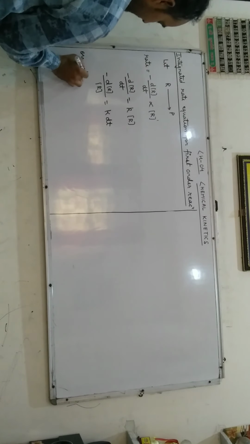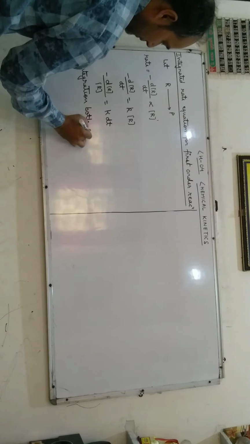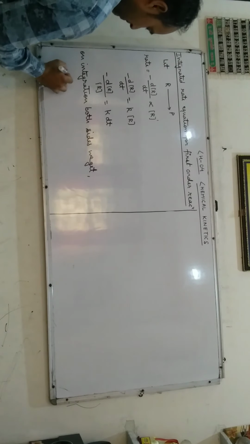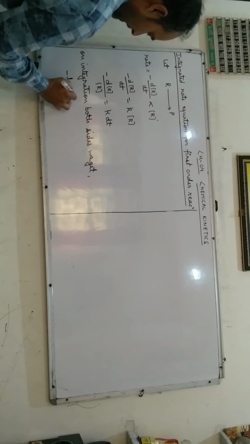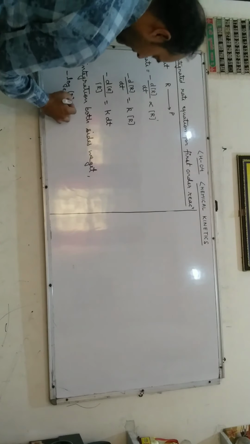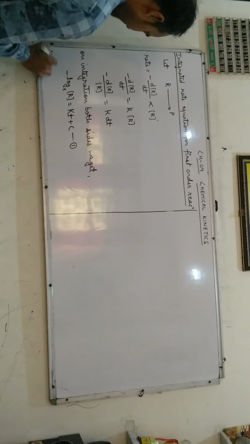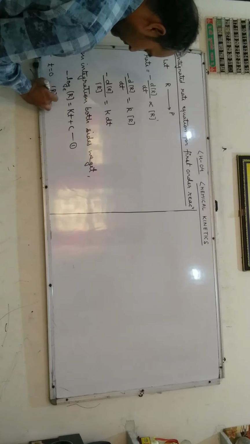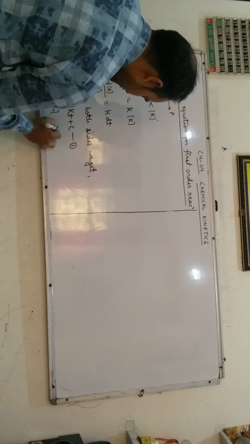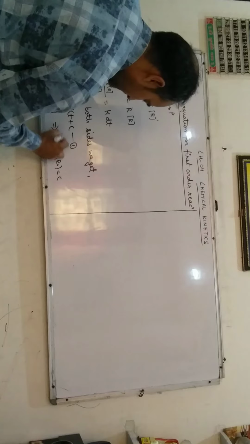On integration of both sides, we get minus log base e R, because the integration of minus dR upon R is minus log base e R, is equal to kt plus c. Here is equation number 1. At time t equals 0, the value of R is equal to R naught. Putting in the above equation, we get minus log base e R naught is equal to c.